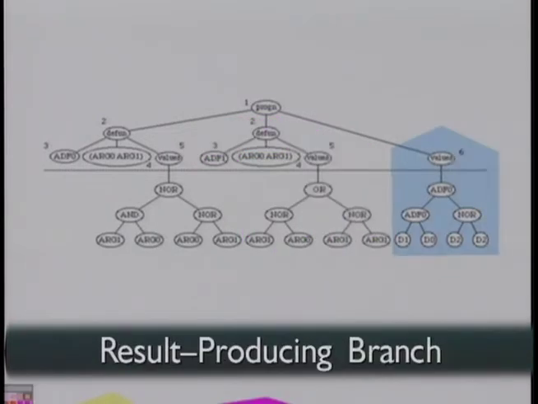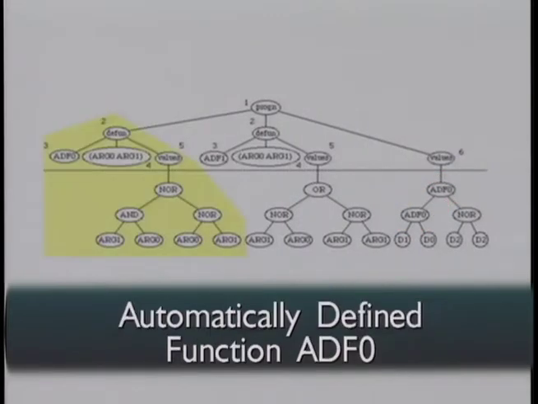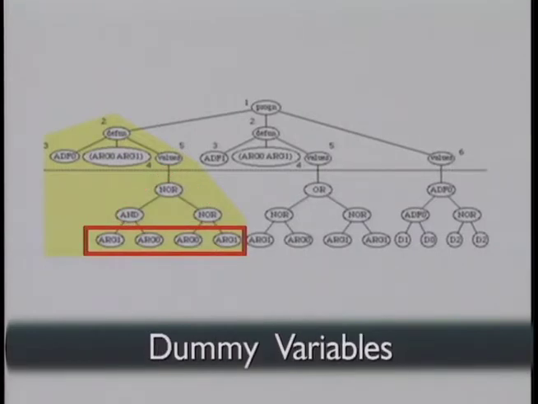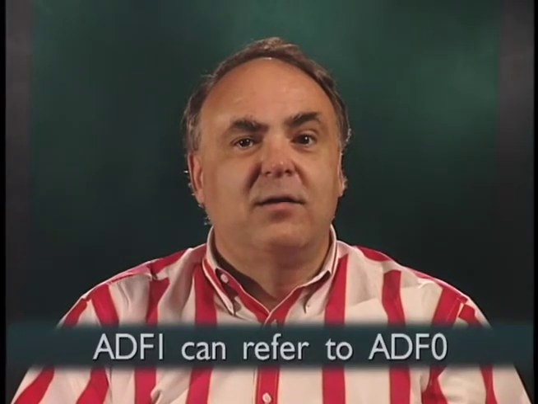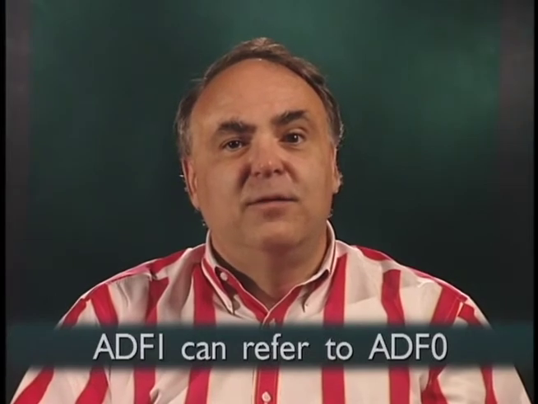The main result-producing branch of the overall program is typically composed of the primitive functions of the problem, the actual variables of the problem, random constants, and the various automatically defined functions. The result-producing branch typically makes repeated calls to the automatically defined functions. The first automatically defined function, ADF0, is typically composed of the primitive functions of the problem, random constants, and one or more dummy variables, that is, formal parameters, that can be instantiated by the calling branch. The second automatically defined function, ADF1, typically refers hierarchically to the now defined ADF0, so that the function set of ADF1 contains the primitive functions of the problem and the now defined function ADF0.